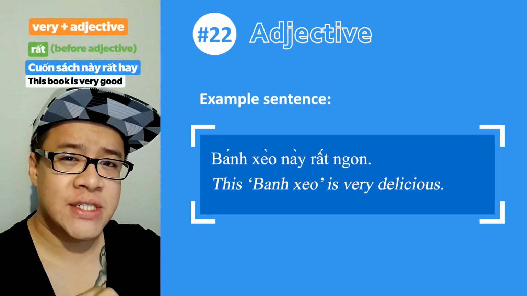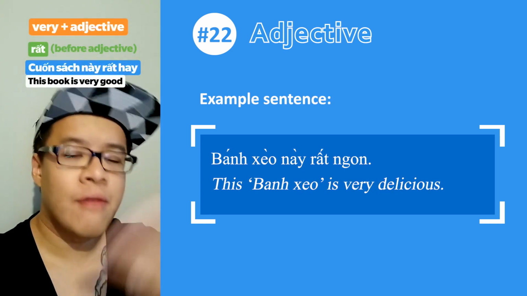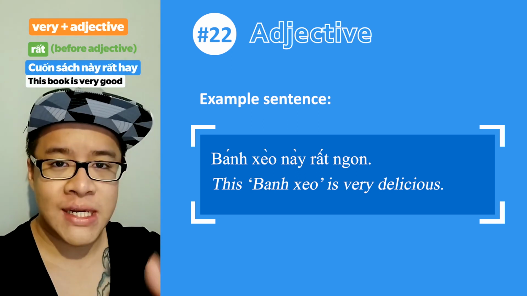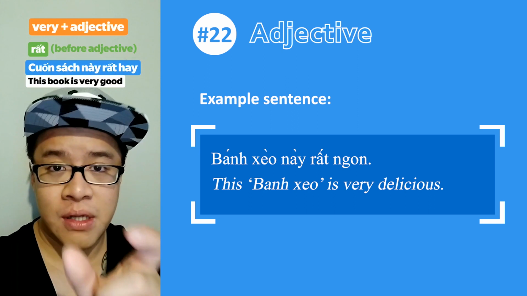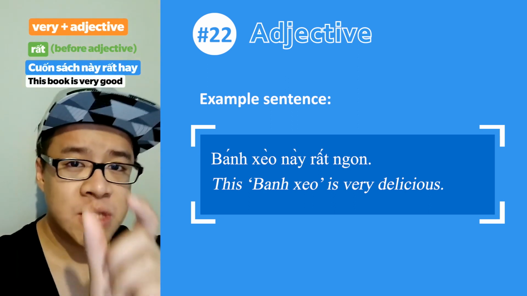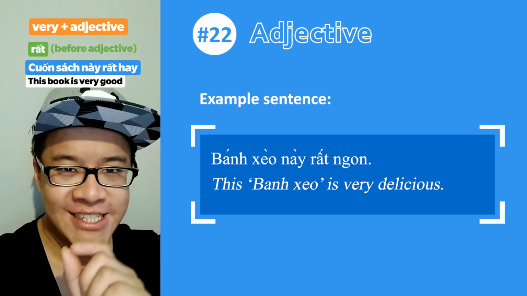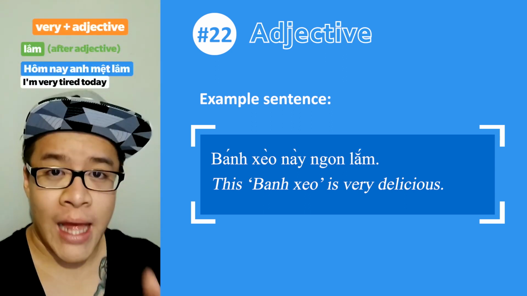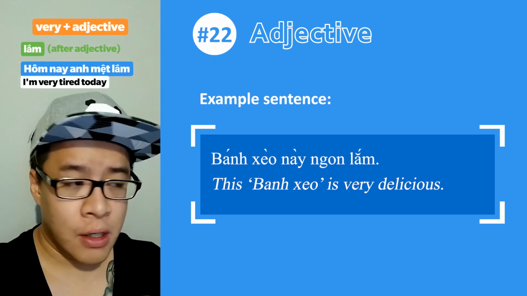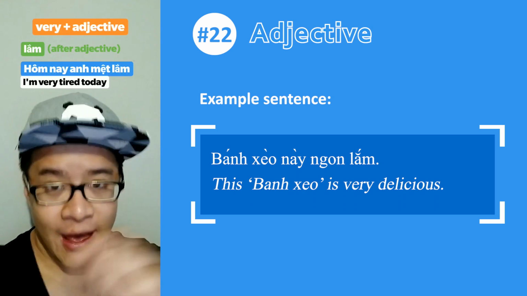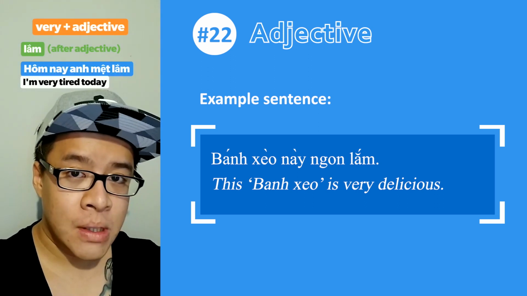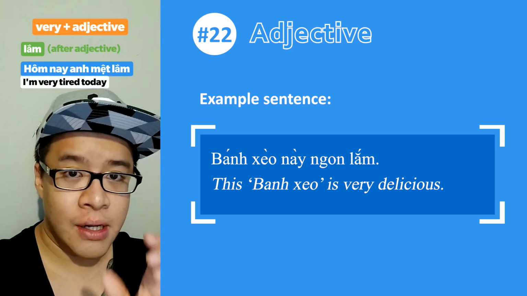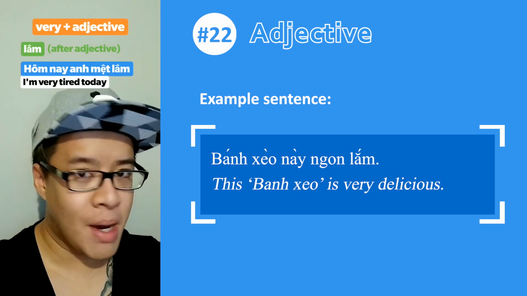There are three different ways to say that something is very adjective. For instance, cuốn sách này rất hay. Hay means good. Rất means very, so rất hay. Rất always comes before the adjective. You could also use the word lắm. Lắm also means very. However, it is used after the adjective. For instance, hôm nay anh mệt lắm. Mệt, tired. Mệt lắm, not lắm mệt.